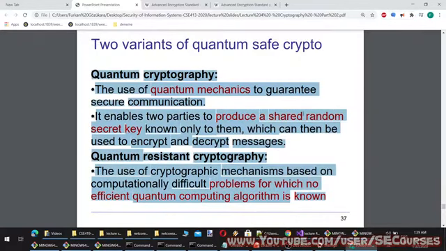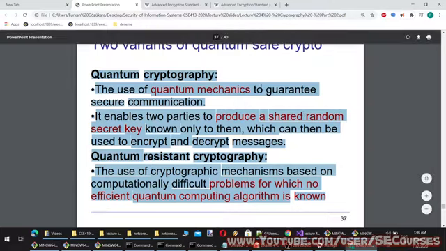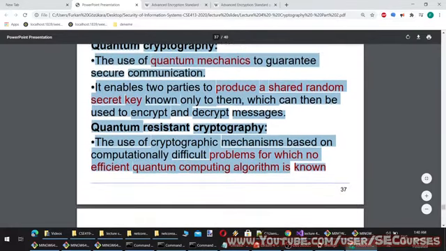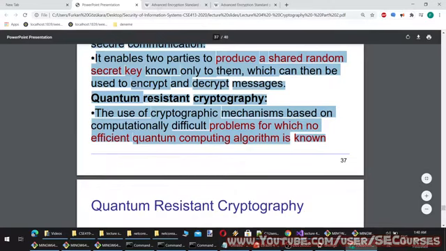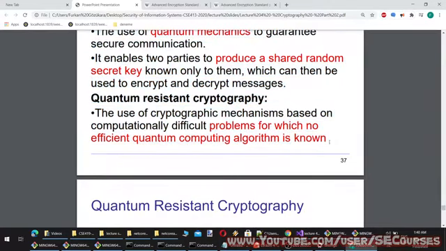Quantum cryptography, the use of quantum mechanics to guarantee secure communication. It enables two parties to produce a shared random secret key known only to them, which can then be used to encrypt and decrypt messages. Quantum-resistant cryptography, the use of cryptographic mechanisms based on computationally difficult problems for which no efficient quantum computing algorithm is known.